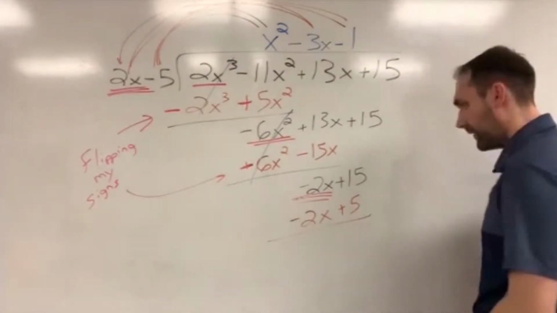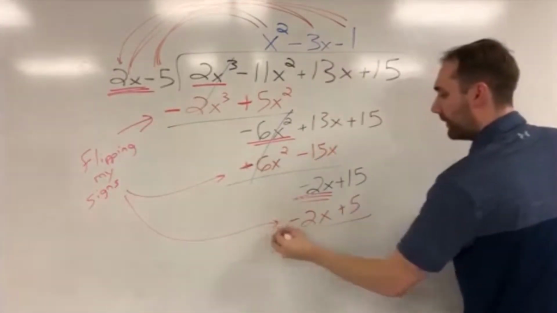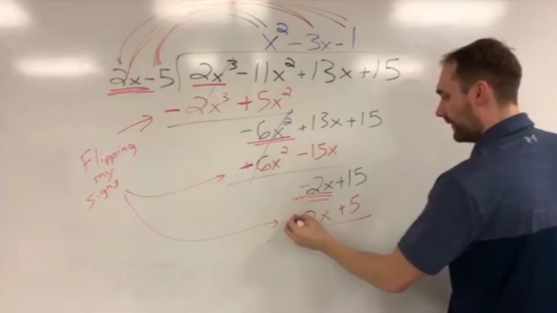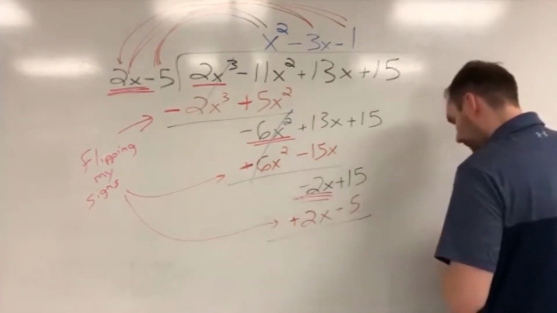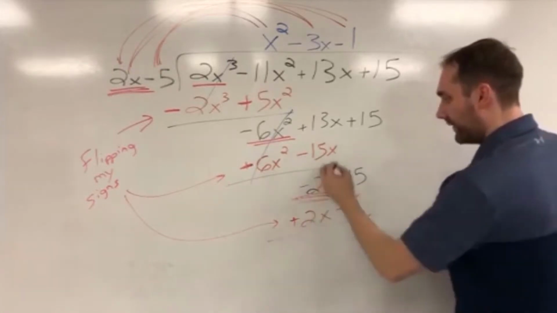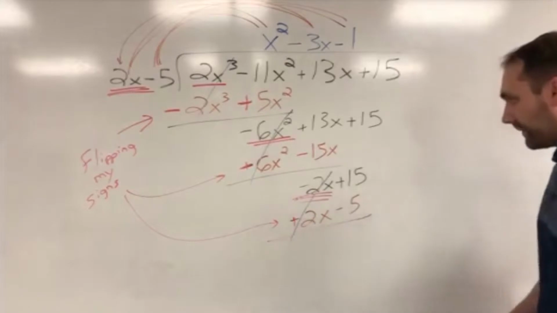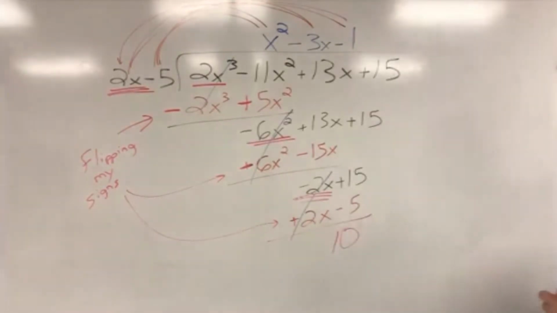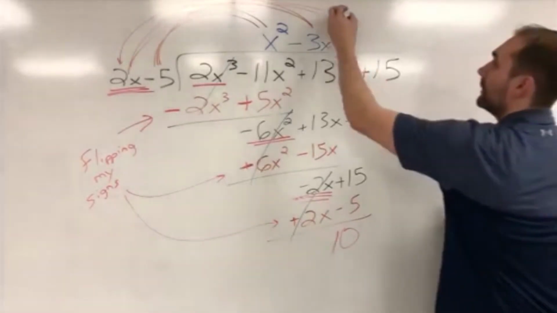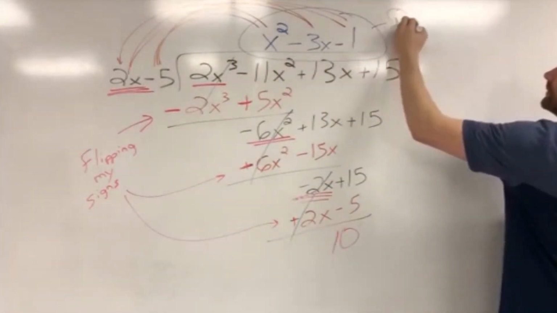Just like I did on these two steps, flip my sign, so this negative becomes plus, plus becomes negative, so that at last, I've gotten rid of my last variable, my x's. I can add my 15 minus 5 and get 10. So my quotient is x squared minus 3x plus 1.